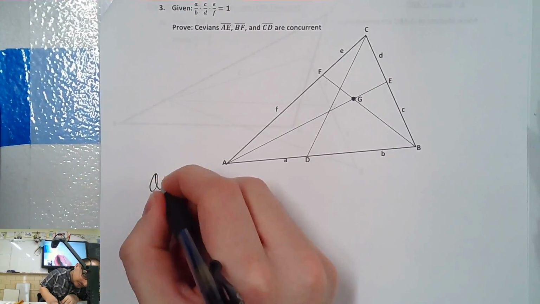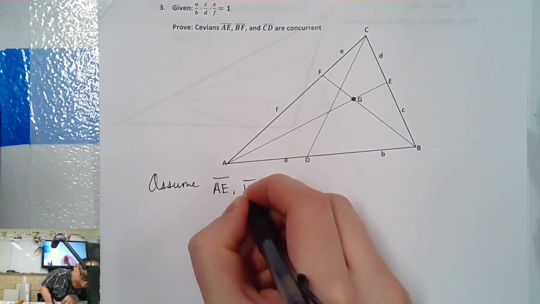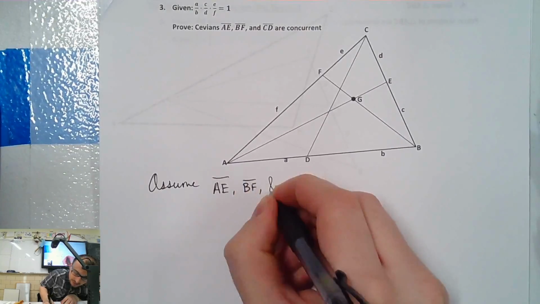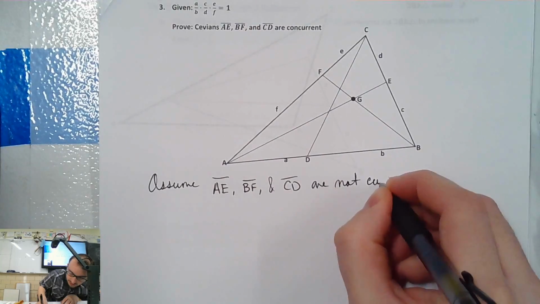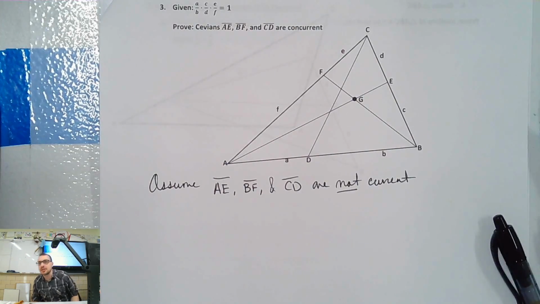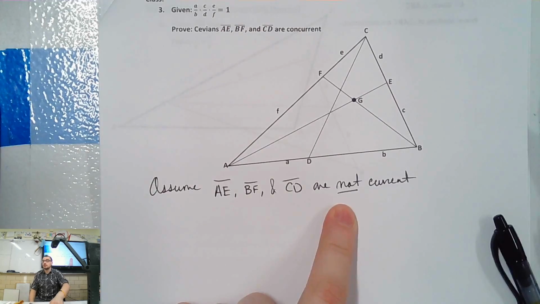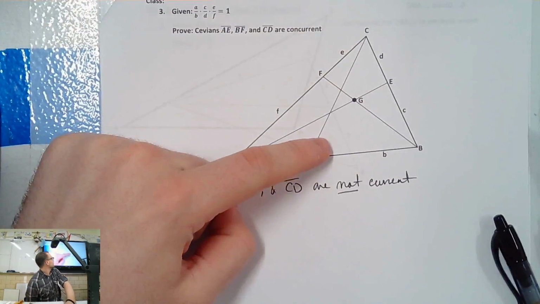So let's assume AE, BF, and CD are not concurrent. We're going to assume the opposite and then prove that that's ridiculous. That's proof by contradiction. We're going to assume something really ridiculous is true, and then prove that it's ridiculous. Therefore, the opposite must be true. This is the one I hate. So we assume, just like in the diagram, that they're not concurrent.